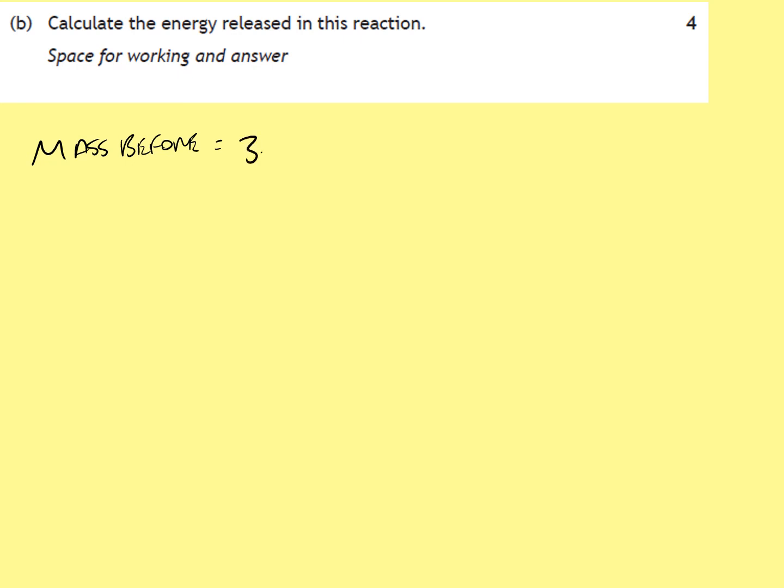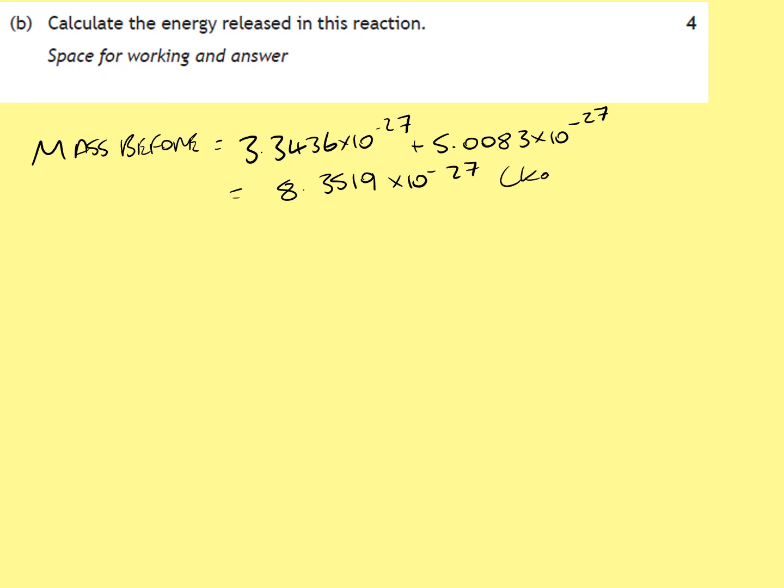So that's 3.3436 times 10 to the negative 27 plus 5.0083 times 10 to the negative 27, which is equal to 8.3519 times 10 to the negative 27. That's kilograms, though we don't specifically need the units just now because this is just part of the working.